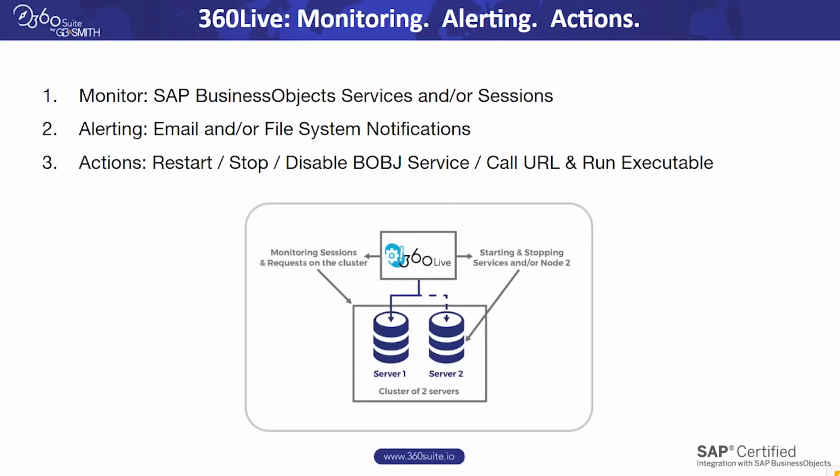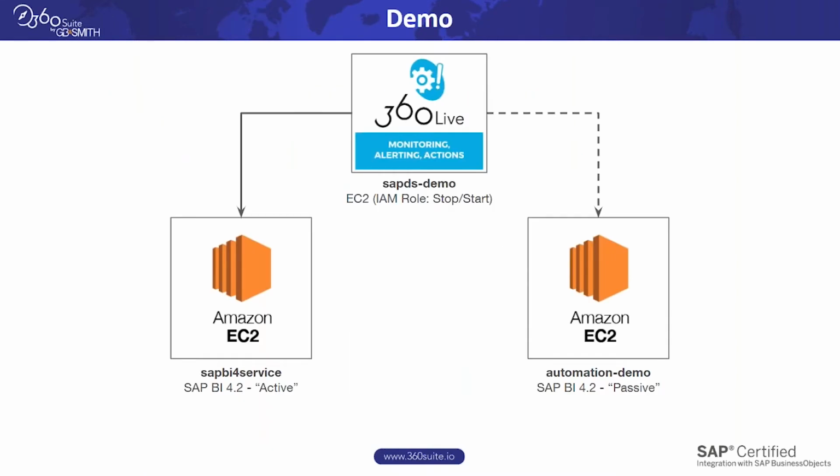So with 360 Live, what we're proposing is how to monitor BusinessObjects, those services and those sessions, to then send you notifications, alerts or file system notifications when something goes wrong. But more importantly, and that's the difference here, how to take proactive actions to either restart, stop or disable BusinessObjects services when there's a problem, or even better, call external programs to then maybe start these extra nodes or stop these extra nodes when you don't need them. And that's the demo I'll do today.